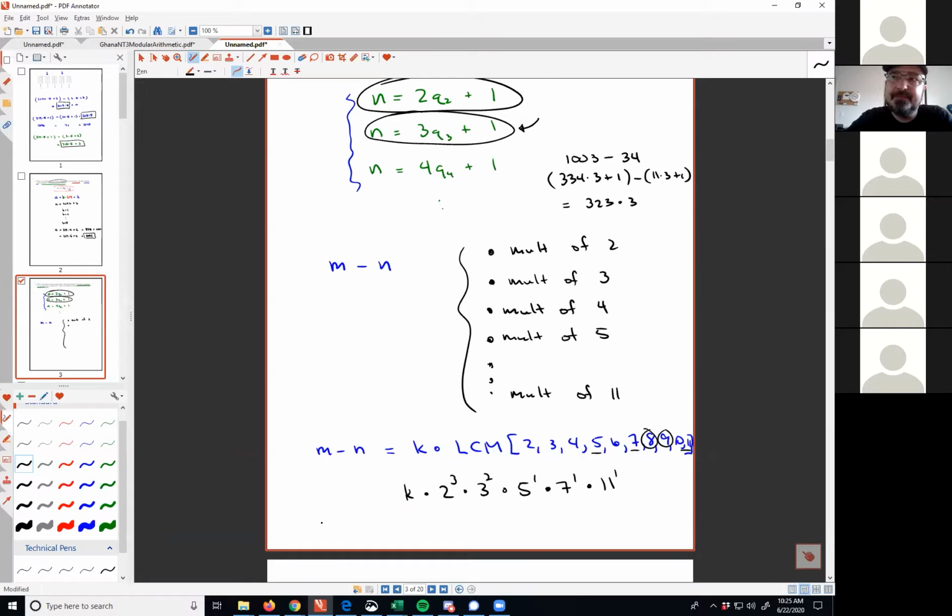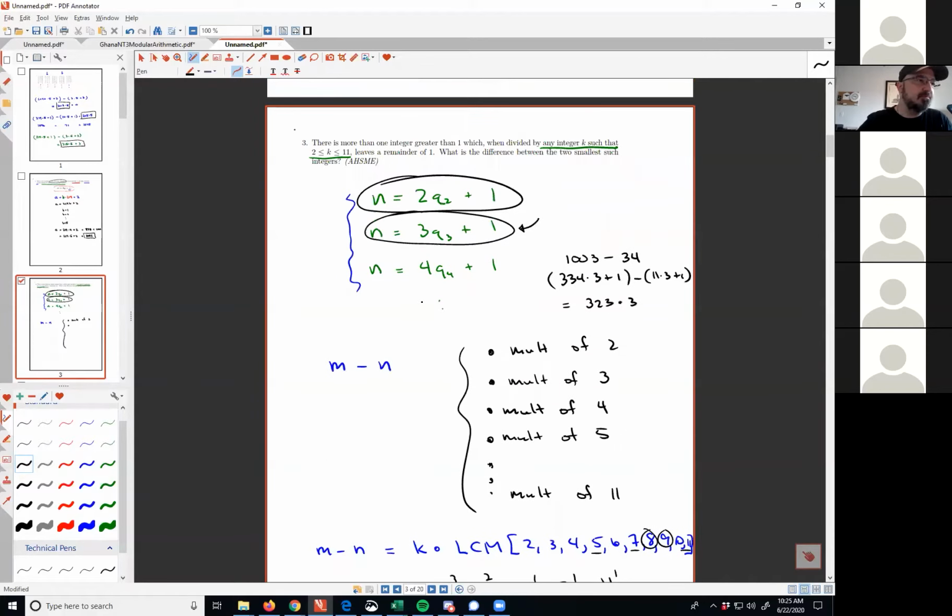I multiplied it. I got 13,860. I got 27,720. Sorry, my bad. I missed the 2. 27,720. Okay, so m minus n must be a multiple of 27,720. And the actual problem asked, what is the difference between the two smallest such integers? So what would that be?